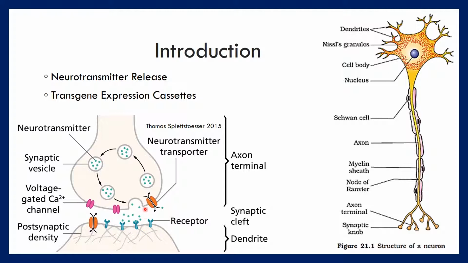These neurotransmitters within them contain a protein called synaptotagmin, whose function we're trying to determine. We're going to determine the function of the synaptotagmin protein by creating transgene expression cassettes.